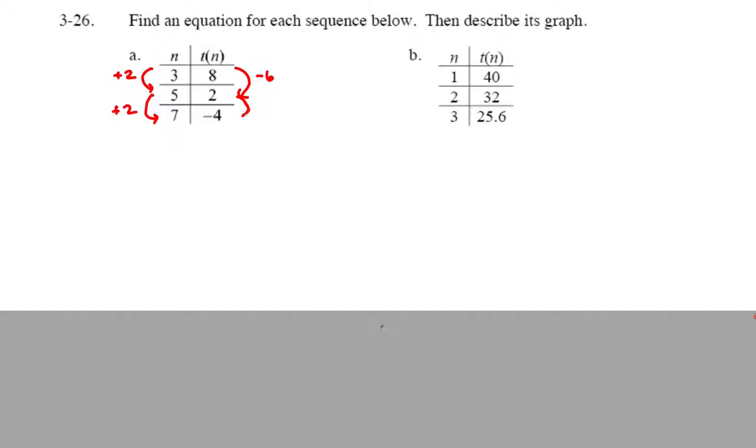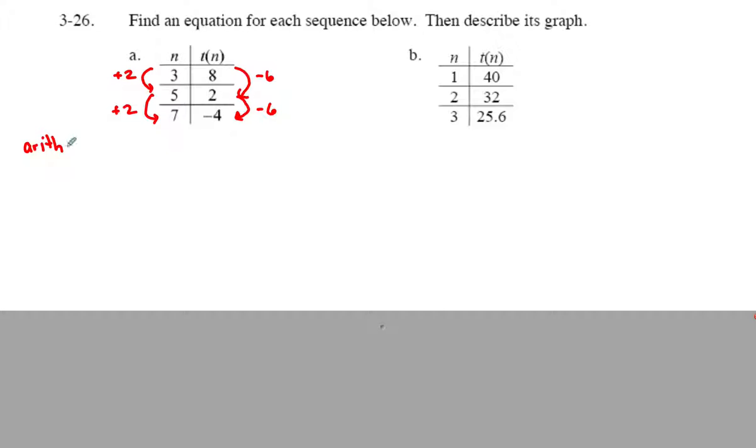And it's doing the same thing here. When we go from the fifth term to the seventh term, we go from 2 to -4, which is also going down 6. So this looks like a constant rate of change, which means we're looking at linear growth. With that, we're thinking this sequence is going to be an arithmetic sequence.